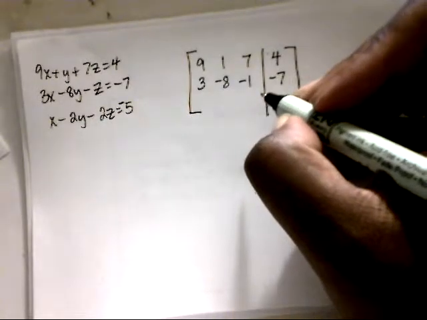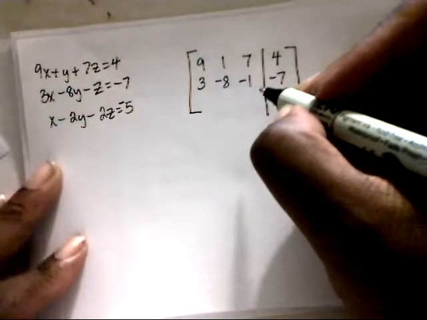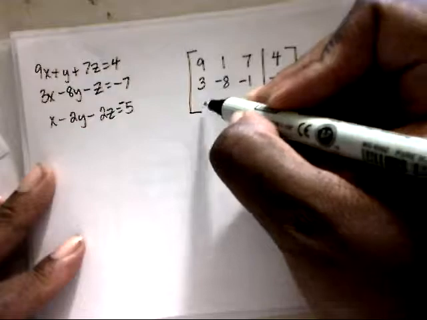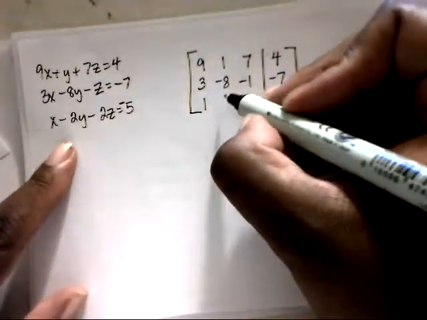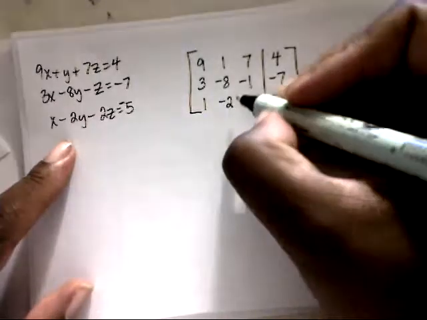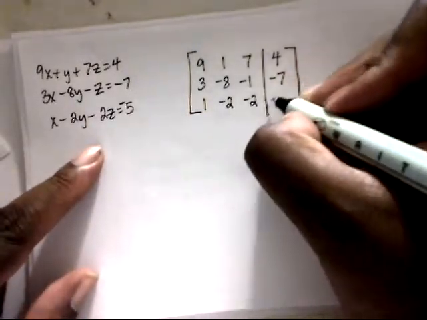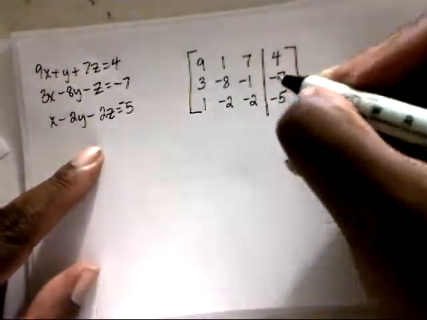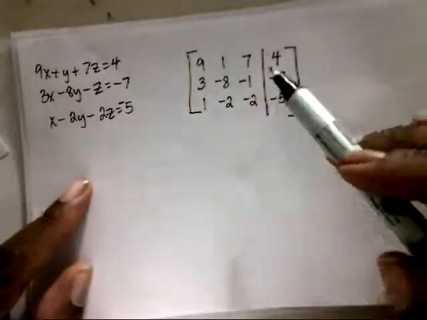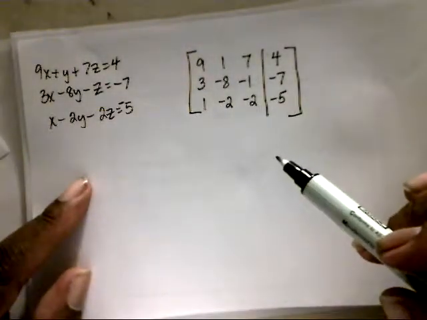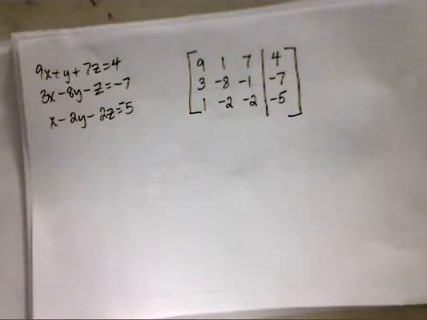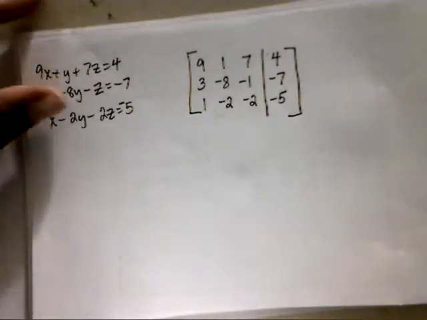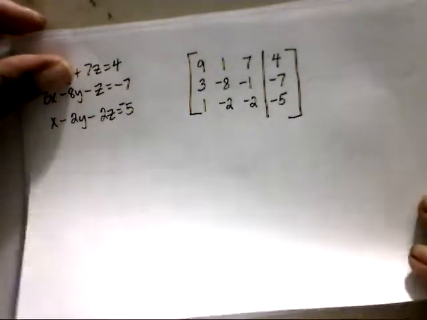And then for x minus 2y minus 2z is equal to negative 5, the coefficient of x is 1. The coefficient of y is negative 2. The coefficient of z is also negative 2. And the negative 5 is after the vertical bar. So this represents your augmented matrix for this system of linear equations.